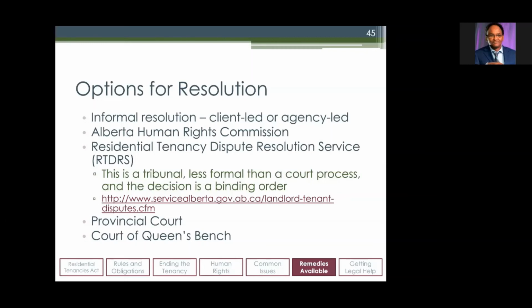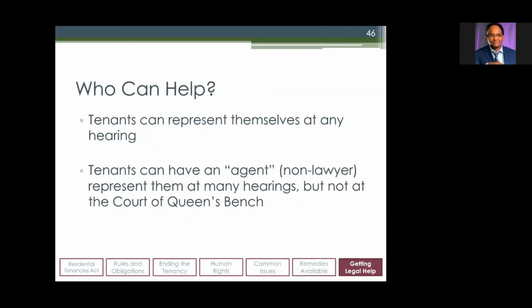Also, remember when I said before, it's very important to establish from the outset what kind of living arrangement it is. If you live with a landlord and you share any living accommodations together, then you cannot go to the RTDRS, because then you are not covered by the Residential Tenancies Act, and your proper avenue is to resolve the dispute through the court. So that would be the provincial court.